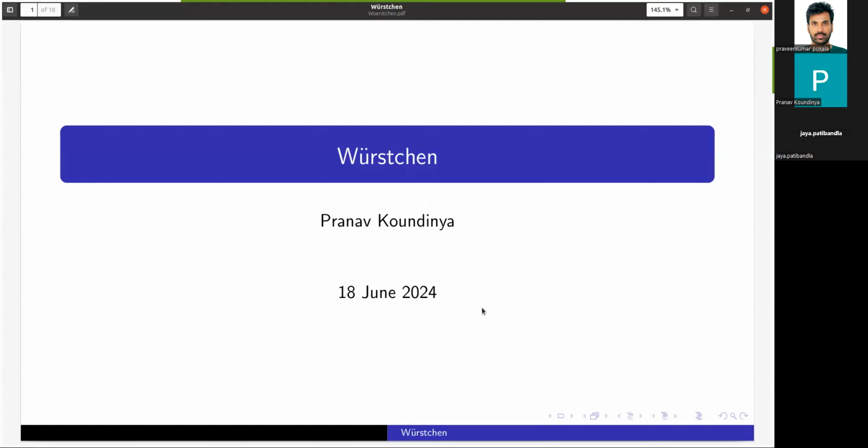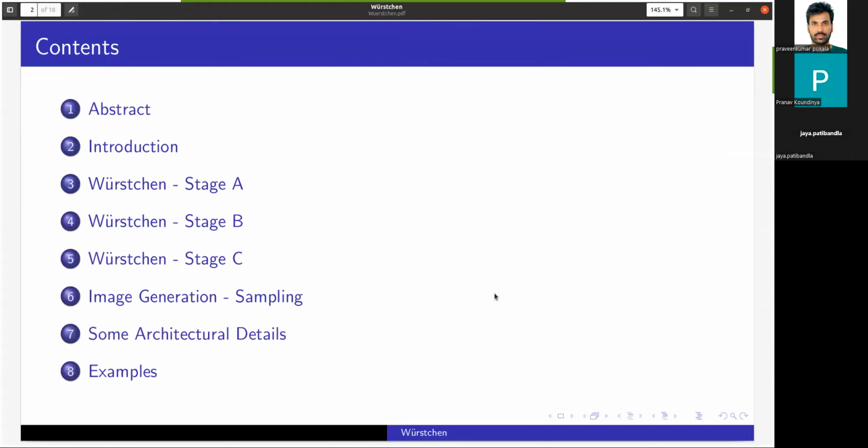Hello everyone. Welcome to the discussion session on Würstchen, a novel architecture based diffusion model for text to image synthesis. So here is the list of contents for today's discussion.